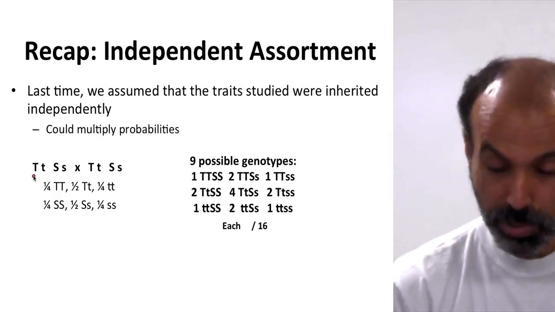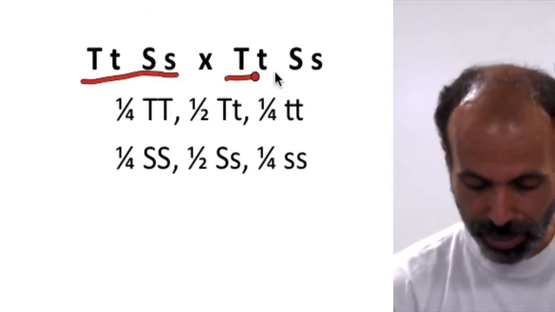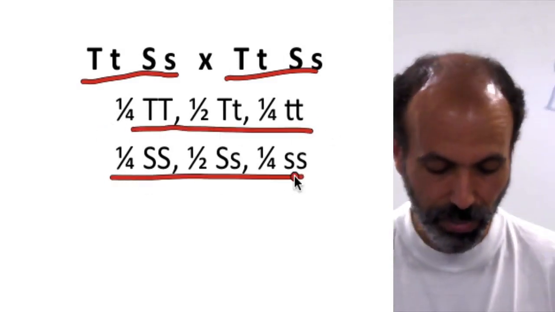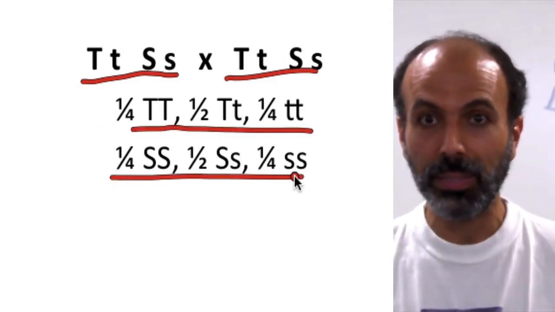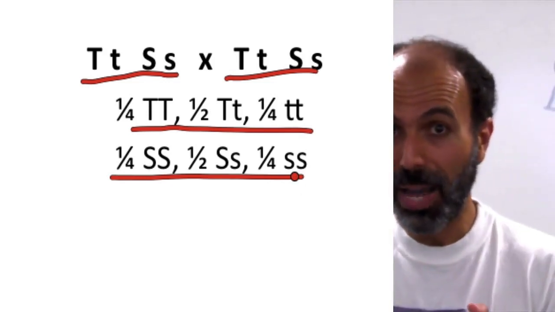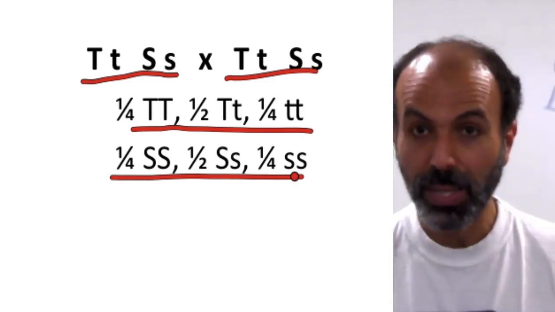So in this example here, this is one of the ones we did in a previous video. If you're heterozygous for both the T and S, this is what would happen in terms of T's. This is what would happen in terms of S's, right? If you're big T, little t, crossed to big T, little t, 1/4 of your kids will be big T, big T. 1/2 will be big T, little t. 1/4 will be little t, little t. Same thing is happening with S's.